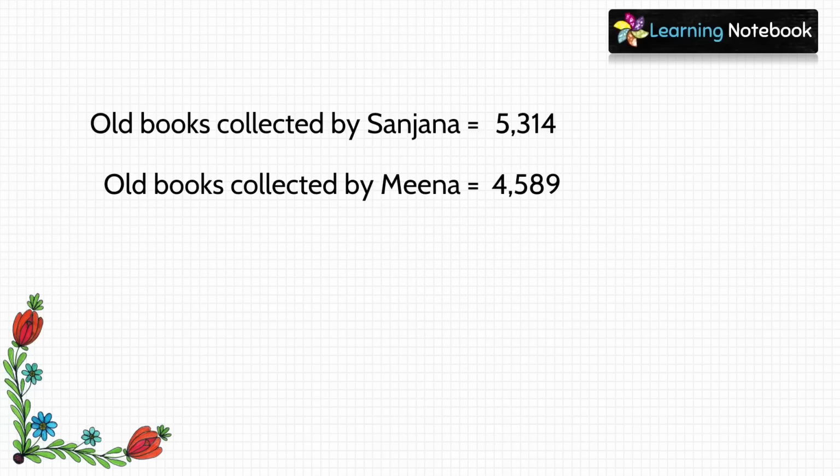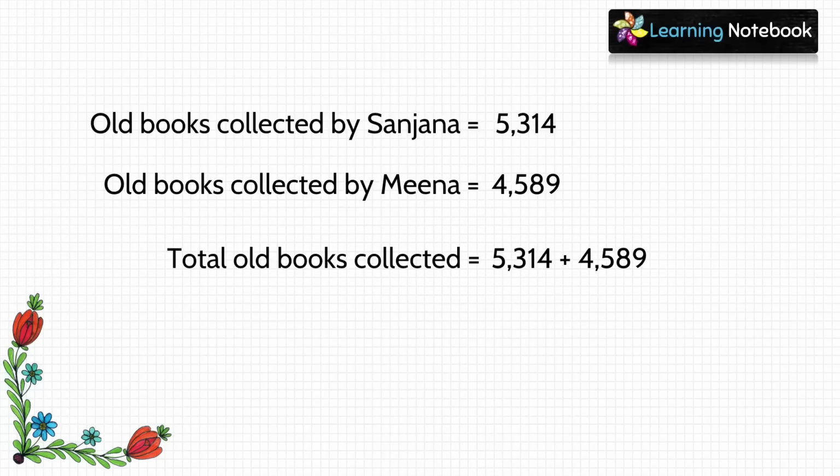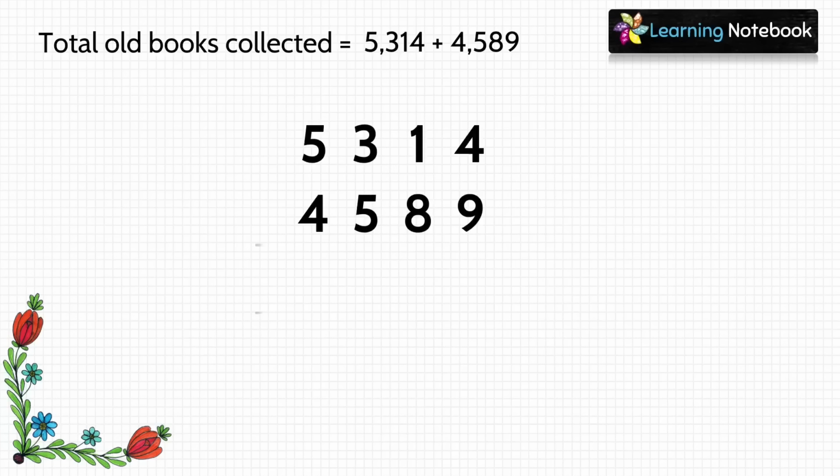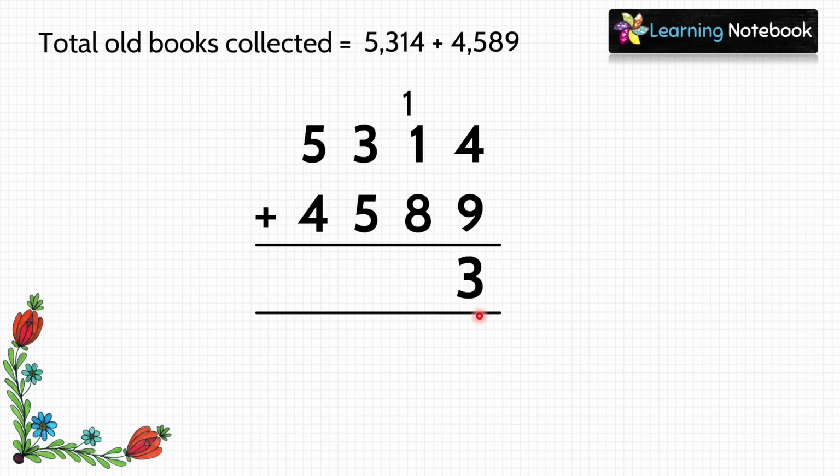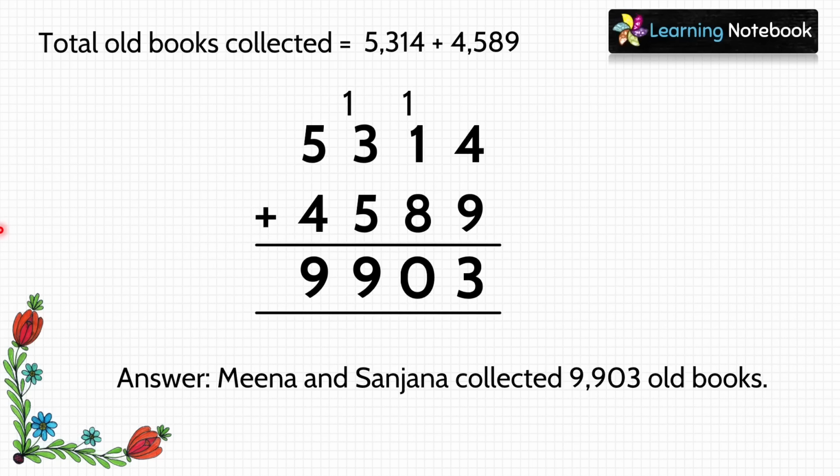So now students, let's find total number of books collected by both Sanjana and Meena. So we will add these two numbers. Four plus 9 equals to 13. Carry 1 and write 3 in the answer. Then 1 carry plus 1 plus 8 equals to 10. Carry 1 and write 0 in the answer. Then 1 carry plus 3 plus 5 equals to 9. And then we have 5 plus 4, which is also 9. So answer is 9903. We will write the answer statement. Meena and Sanjana collected 9903 old books.